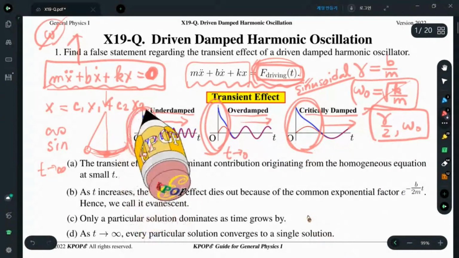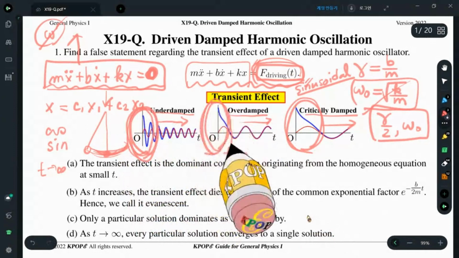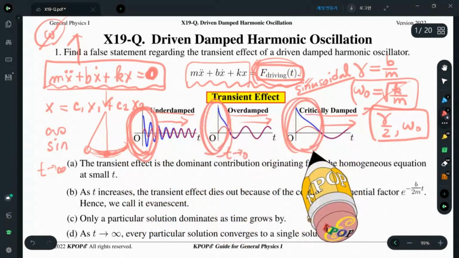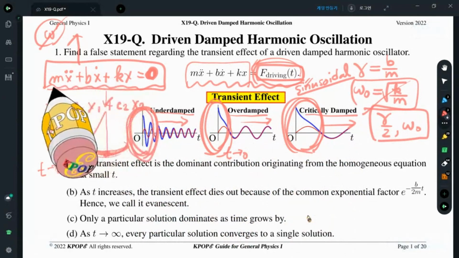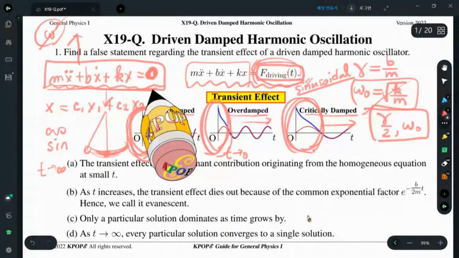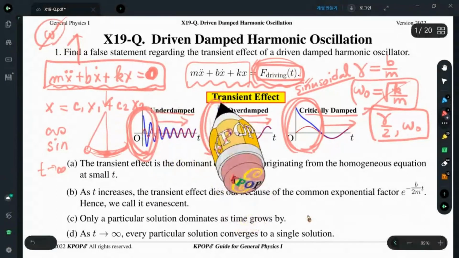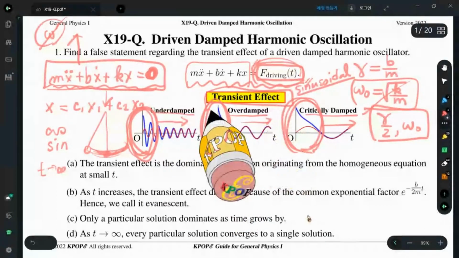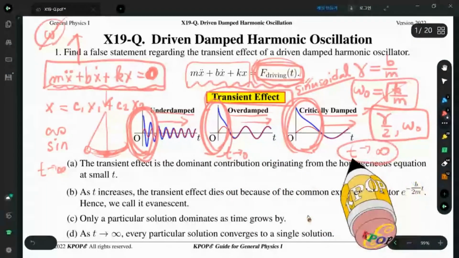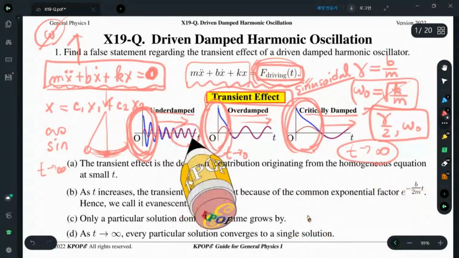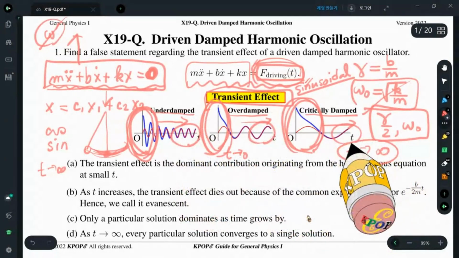So this sudden behavior at small t originates from the solution for the simple harmonic oscillator without driving force, and that is called the transient effect. And as t goes to infinity, this transient effect disappears and the solution becomes very simple. And we will study what happens in detail.